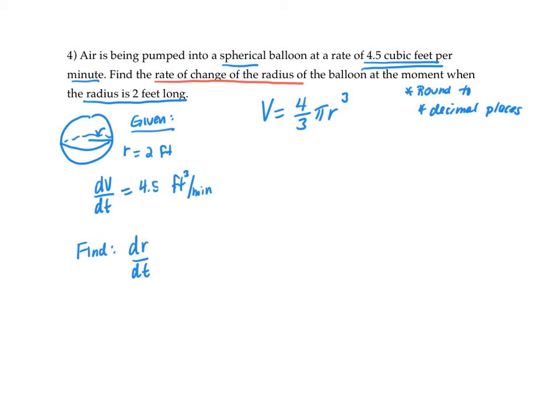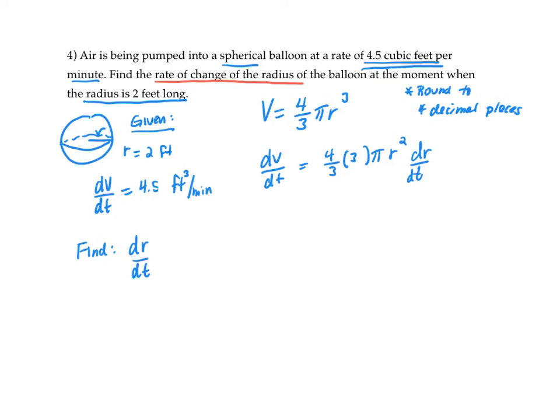Okay, so start by taking the derivative of both sides with respect to time. On the left we have dV/dt. On the right we have 4/3, and we're going to be multiplying by that exponent of 3. We have our pi. We reduce that exponent by 1, so we have r squared, and we have dr/dt.